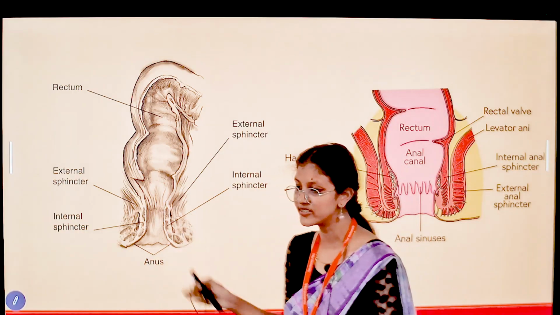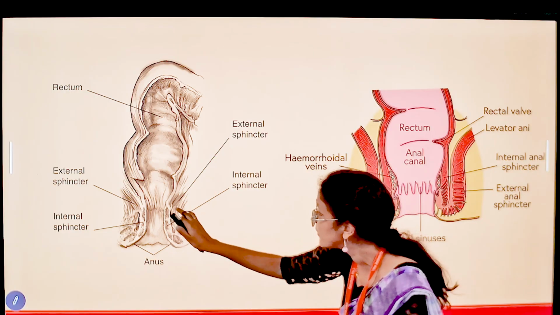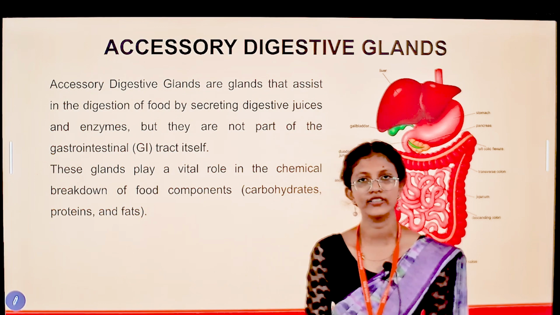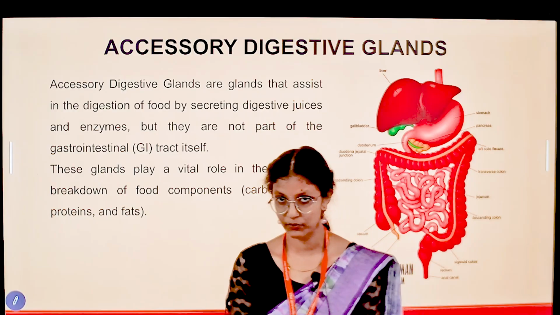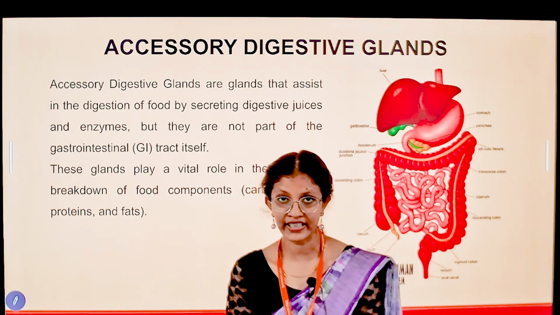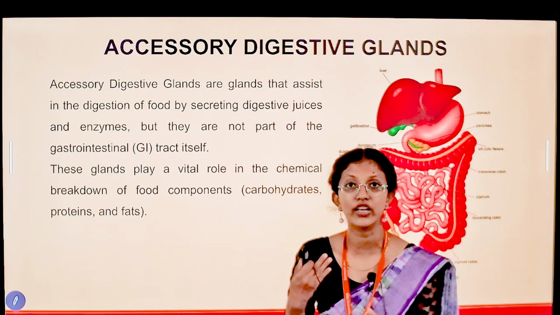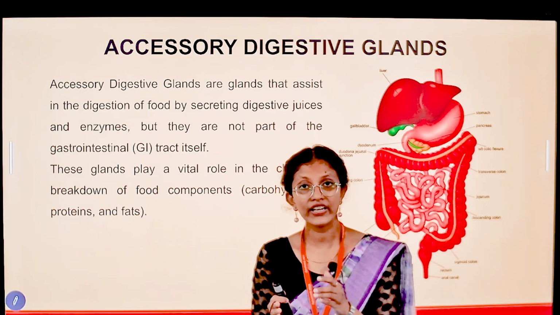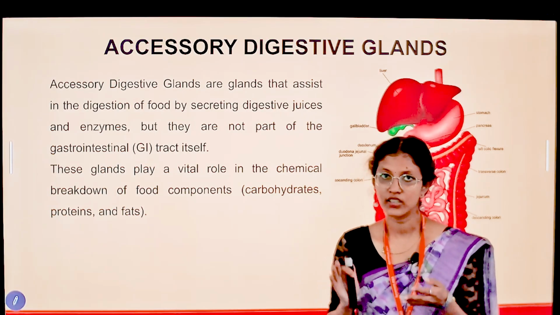Next, here you can see the structure. The internal sphincter will be here, and the external sphincter will be here. And now the accessory digestive organs: the liver, the pancreas and the gallbladder. The pancreas helps with digestion, and the liver secretes bile juice, and once the bile juice is produced, it enters the gallbladder, where it is stored and concentrated, and released when there is signaling. So the alimentary canal is completed.